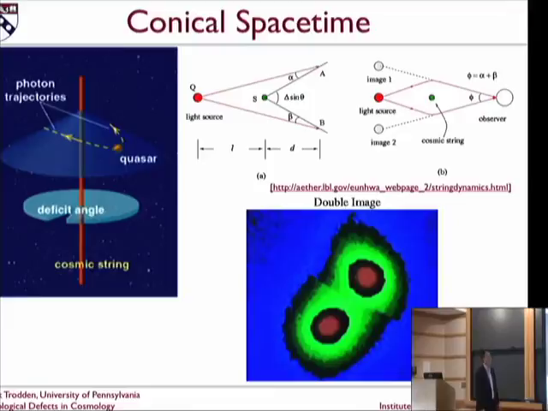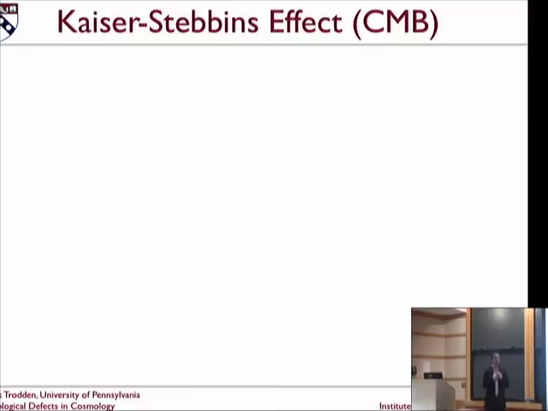Now, there's something else that can go on. I told you that you wouldn't feel the effect of a cosmic string if it's just sitting here. But if it's moving past you, it turns out you do feel the effect of that conical spacetime. Basically, the spacetime is conical, and the amount of the cone you're feeling is bigger as it's moving away from you. And so what's going on is this.